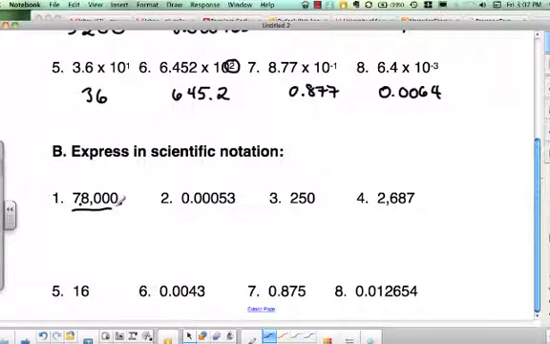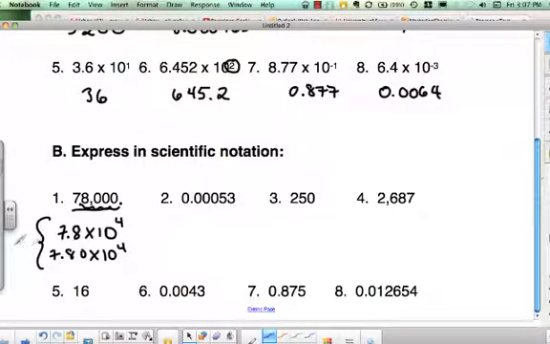So that means I need to move it 1, 2, 3, 4, 7.8 times 10 to the 4th. Now, how many places do I write it at? 7.80 times 10 to the 4th. That involves significant figures, and we will be talking about that, I believe, at the end of this lecture. And it's a very important topic in chemistry when you're starting to talk about numbers.